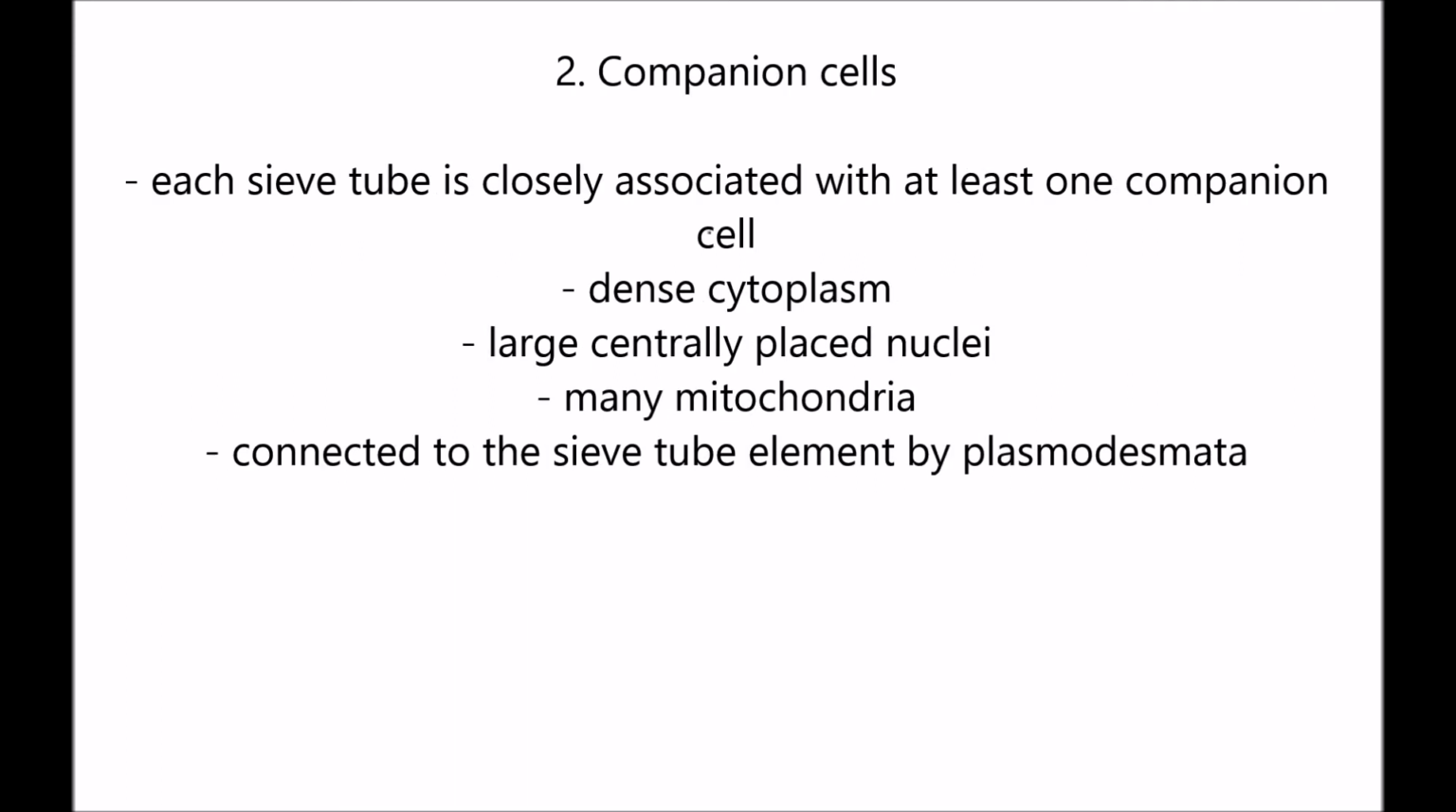The other type of cell that phloem is made up of is the companion cell. Each sieve tube is closely associated with at least one companion cell. Companion cells have a dense cytoplasm, a large centrally placed nucleus, many mitochondria, and are connected to the sieve tube via the plasmodesmata.